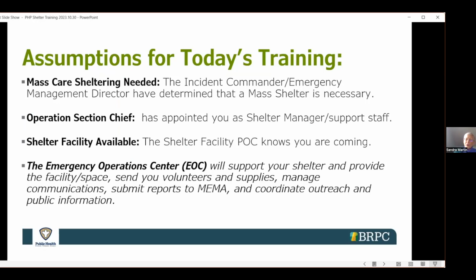So I'm going to briefly go through a shelter activation. I'm going to assume that you need a mass care shelter, that it's already been determined by the incident commander. You all have an operations section chief who has appointed you as the shelter manager. There is a facility already. You don't have to go out looking for one. And the point of contact for the facility knows you're coming, so you don't have to arrange that. And there's an emergency operations center, an EOC, that's going to support you, so you don't have to go finding the supplies. So I've taken away a lot of the things that probably in reality you'd have to manage, so we can talk about the actual management of the shelter.